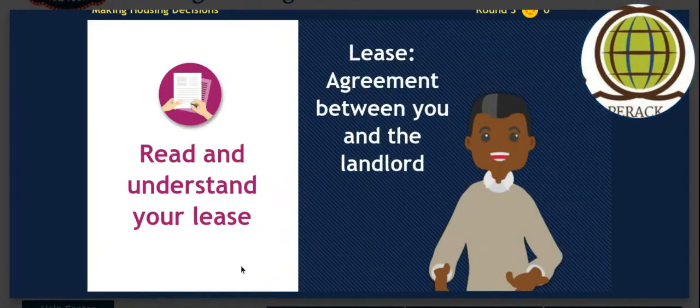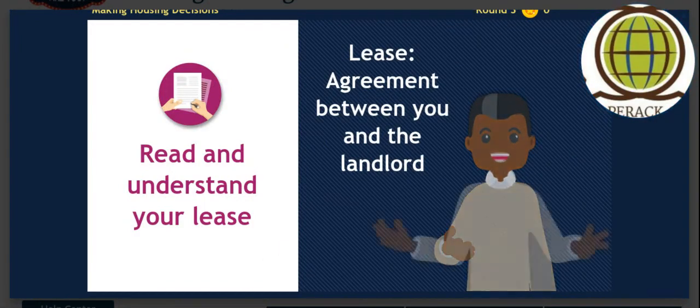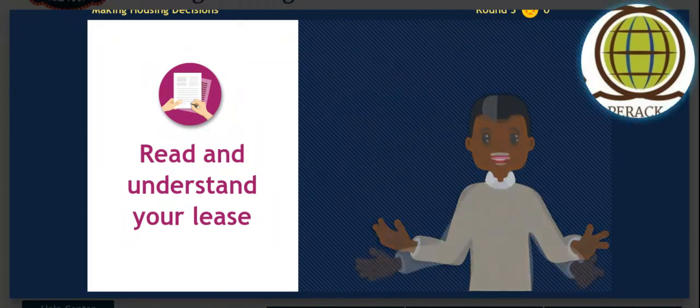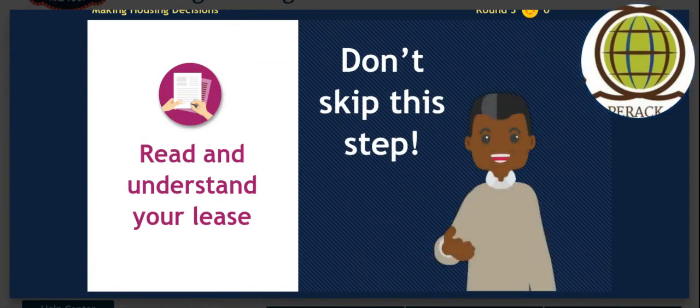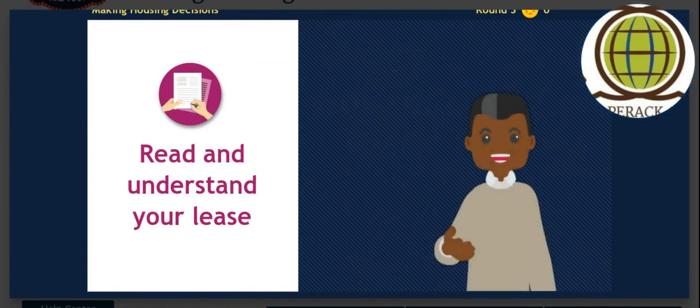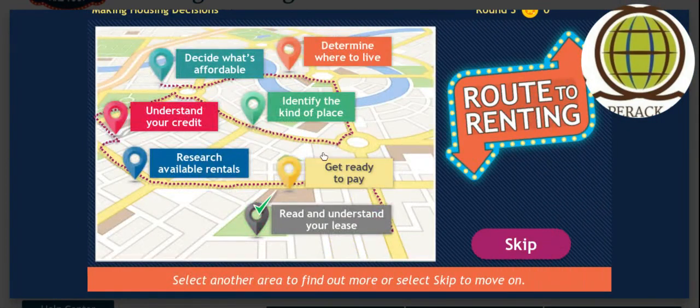The lease is the agreement between you and the landlord. You need to read and understand your lease. This may sound obvious, but many people skip it. Later in this round, you'll have a chance to practice reading a lease. Select another area to find.